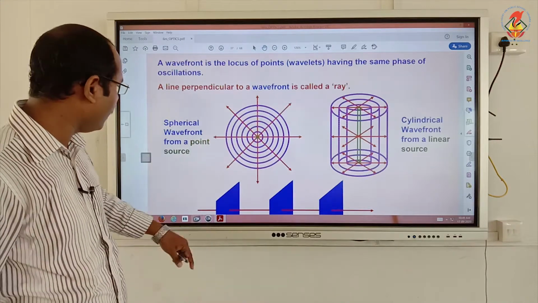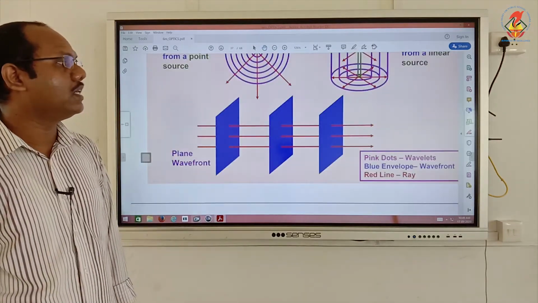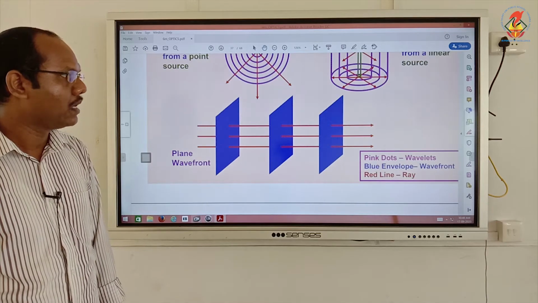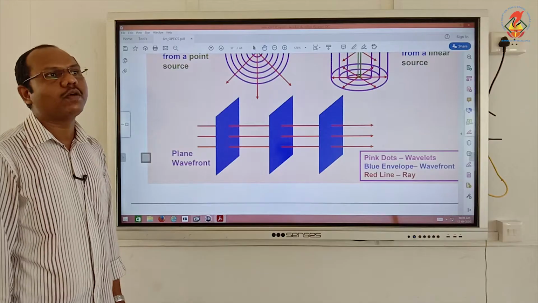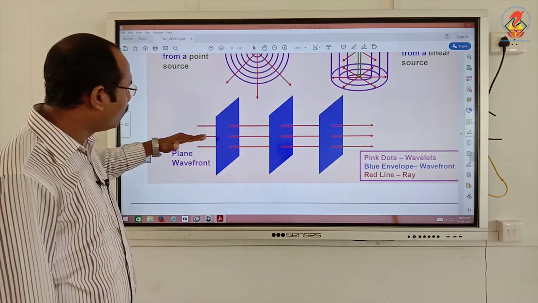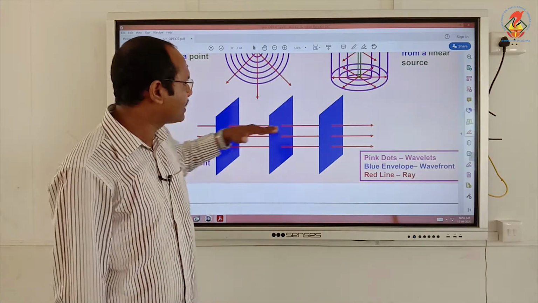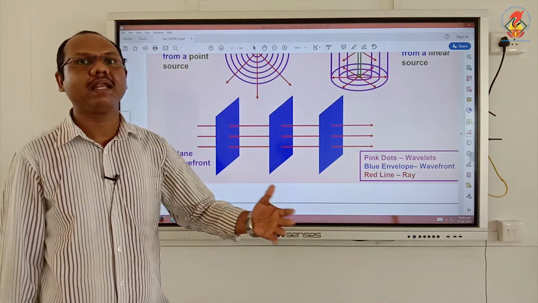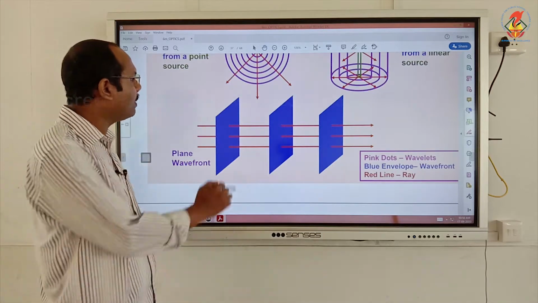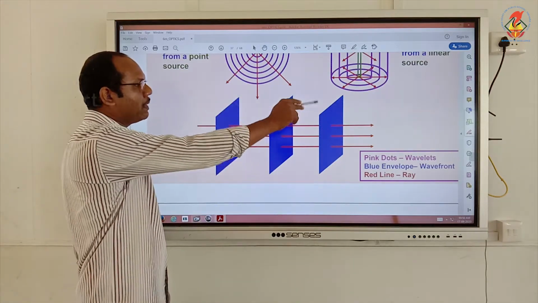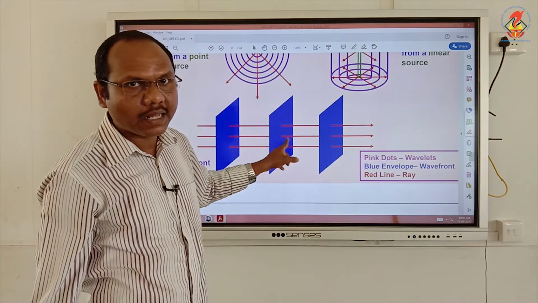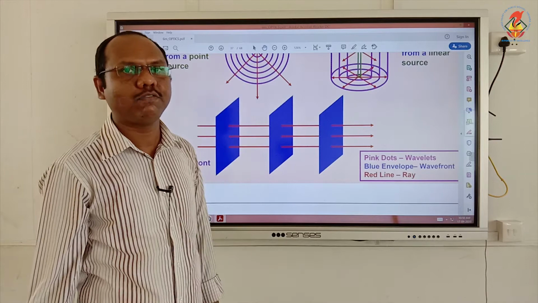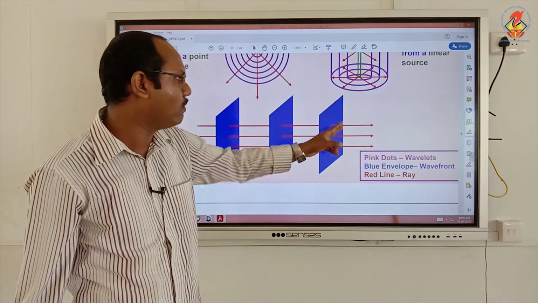Now the third one, source at infinity. A source at infinity will produce a plane wavefront. If the source is at infinity, you will see that the rays are coming like this, parallel rays. And if I draw the wavefront, there are perpendicular planes. The planes which are perpendicular to the rays, that is the wavefront. So this is the plane wavefront.